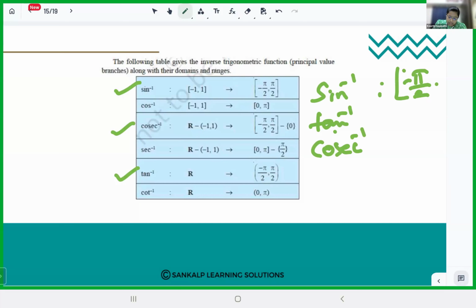Comma pi by 2. Everything is minus pi by 2, pi by 2. The only difference is in whether minus pi by 2 is included or not included. In the case of sine inverse, it is the closed interval minus pi by 2, comma pi by 2. Here minus pi by 2 as well as pi by 2 is included in the range of sine inverse.